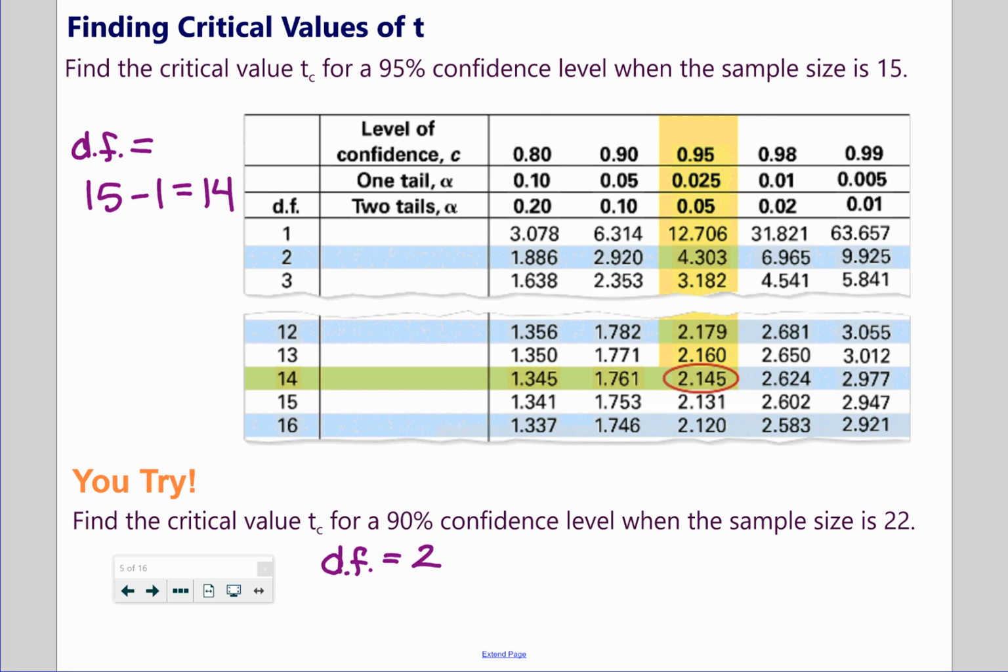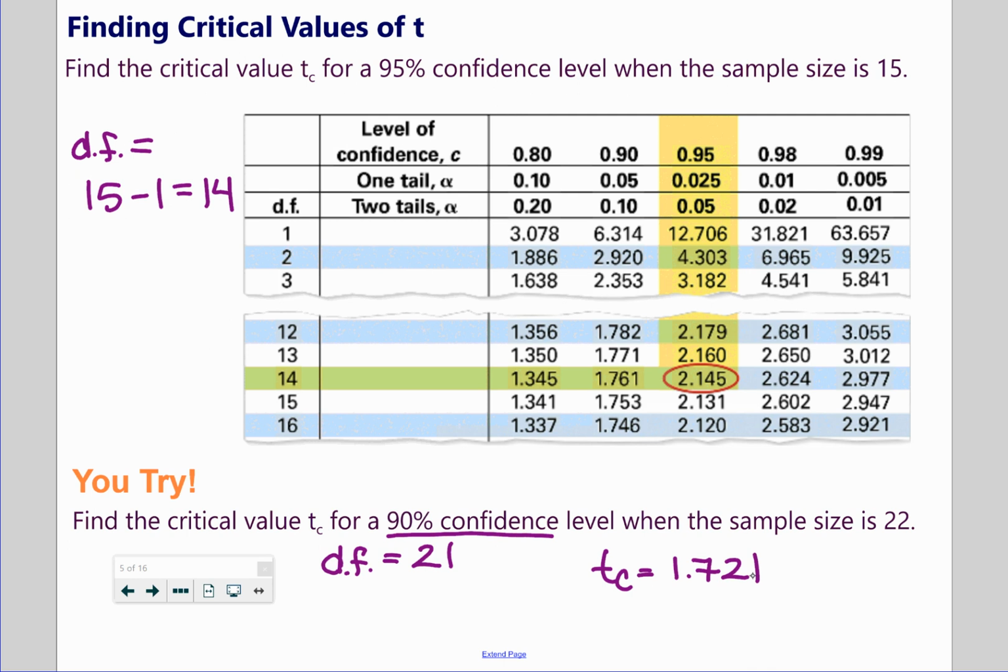$21. And then this is a 90% confidence level. So you're going to look at row 21. You're going to go over to 90%, and you should see 1.721. Does that look good? Okay, and that's going to be our critical value for t.